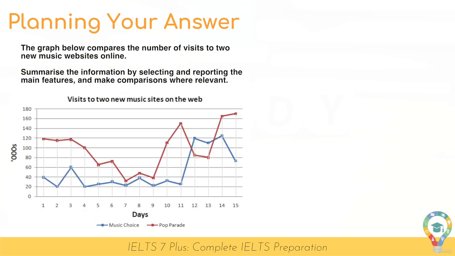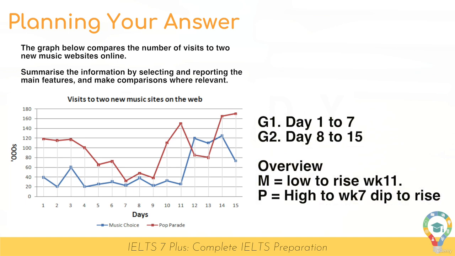The graph below compares the number of visits of 2 new music websites online. Summarize the information by selecting and reporting the main features and make comparisons where relevant. The plan I'm going to show you now contains only 3 parts and can quickly be made in under 1 minute. Have a look at this. At first, you might be a little bit confused, but I guarantee this method of planning will be quick and also help you write a well-rounded, higher scoring answer.